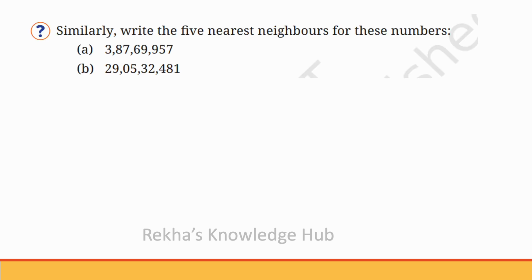Similarly, write the 5 nearest neighbors for these numbers. First number is 3 crore 87 lakh 69,957.